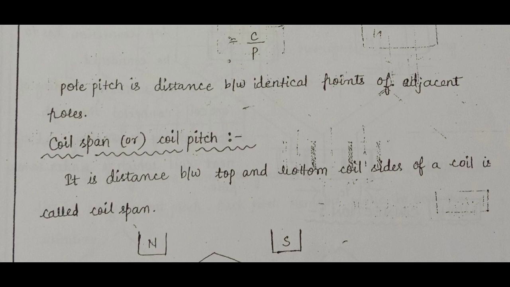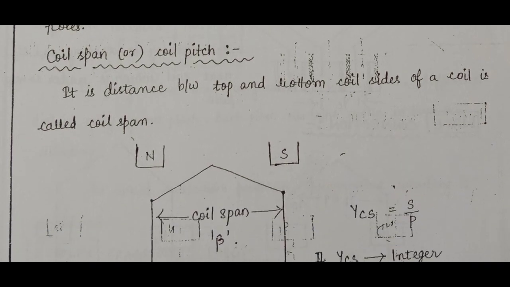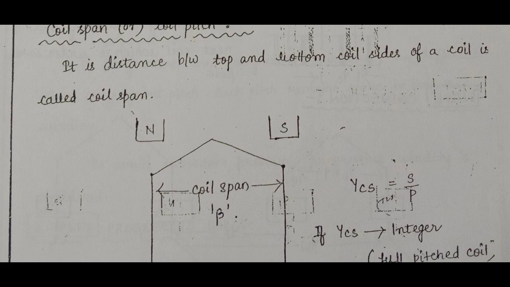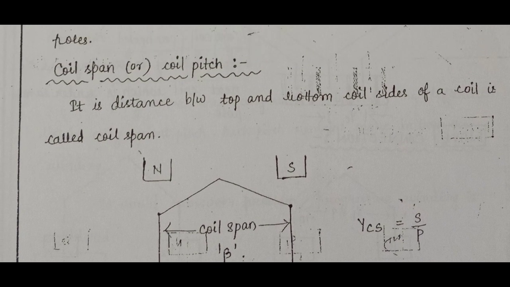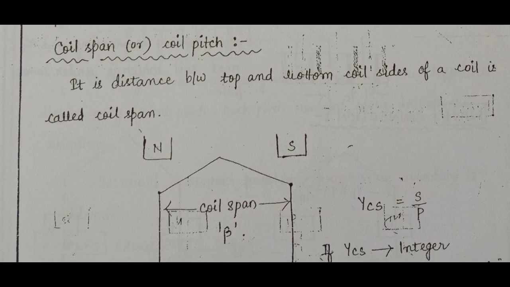It is a distance measured between two adjacent poles. Now, coil span or coil pitch. It is the distance between the top and bottom coil sides of a coil. We can say coil span is the distance measured between two coil sides.